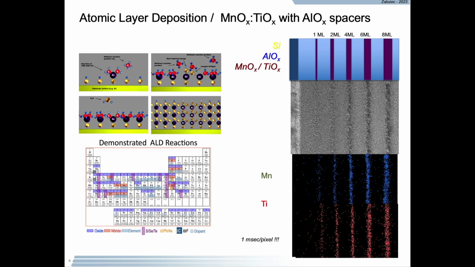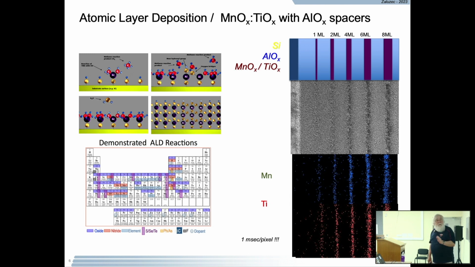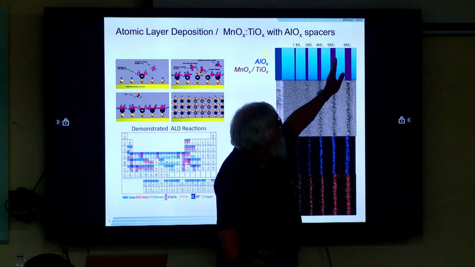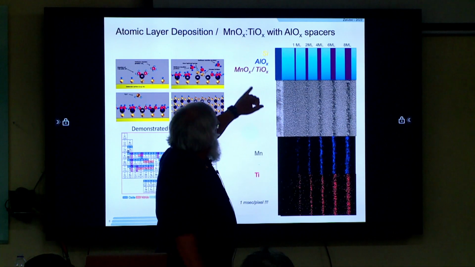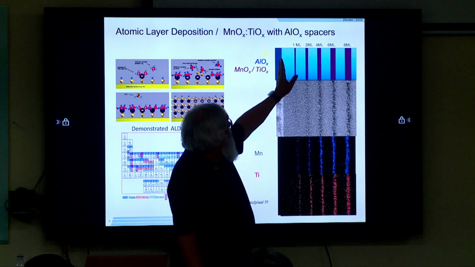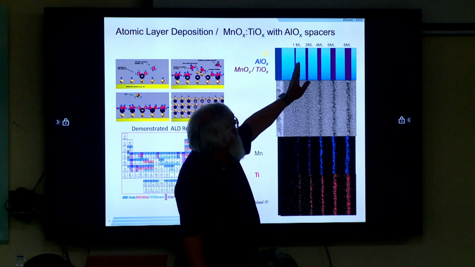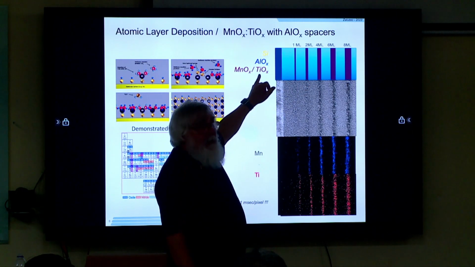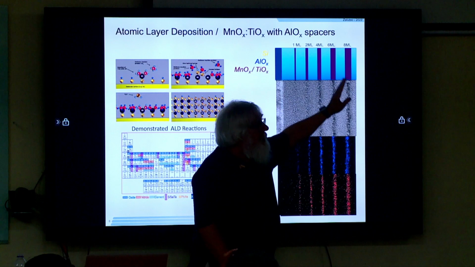It's a methodology of laying down literally monolayers of material. Okay? This was a fabricated test sample, and we put down 1 monolayer, 2, 4, 6, 8 monolayers on top of silicon. So we got silicon, aluminum oxide. Then I put a monolayer, first of manganese oxide, then titanium oxide, and then 2, 4, 6.